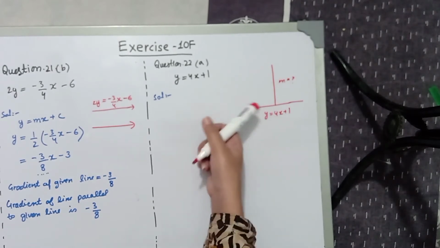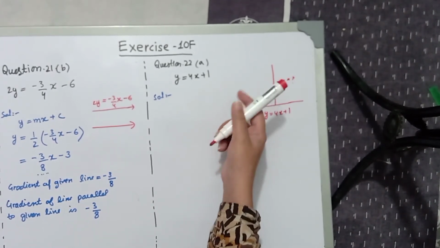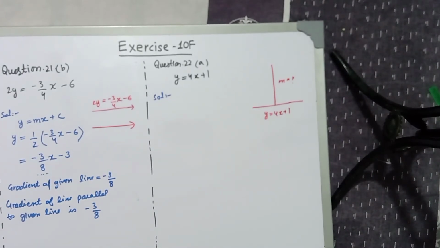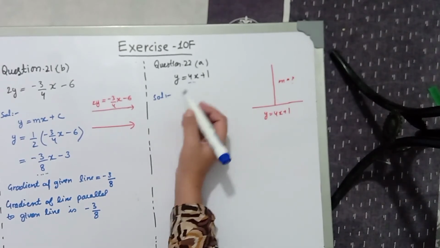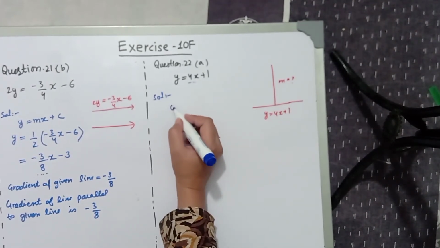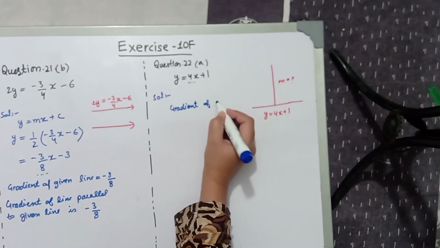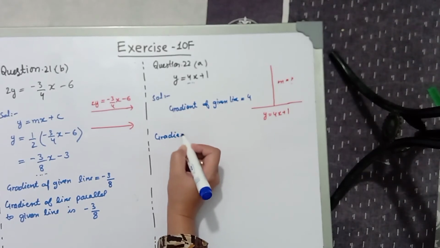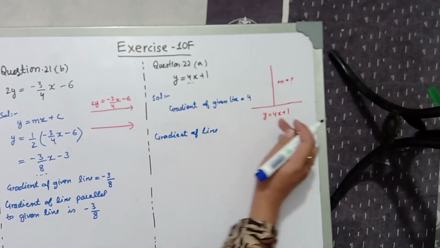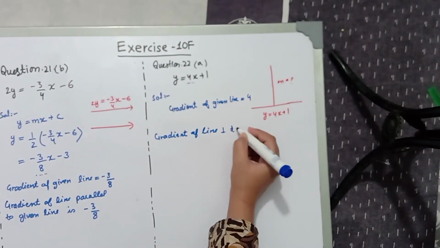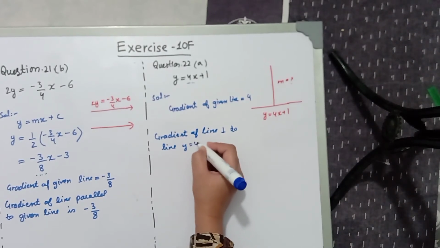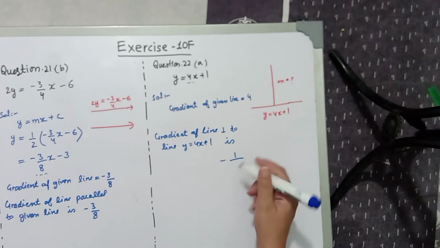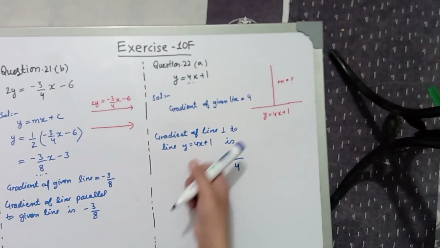So when the lines are perpendicular, then the gradient of the other line is the minus of the reciprocal of this line's gradient. Okay, so we know the gradient of this given line, you can easily see, is the value of m, which is the gradient. So the gradient of the given line is 4, right? Now the gradient of the line perpendicular to the line y equals 4x plus 1 is minus 1 over the gradient of this line. So this is the value of the gradient of the other line.